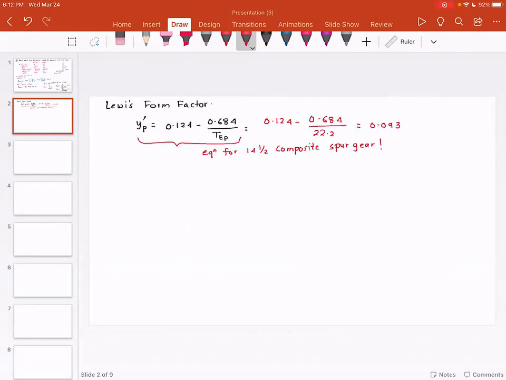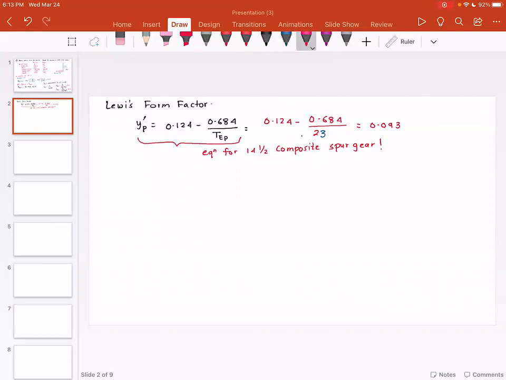But it doesn't matter, you can round it off. Your answer is not going to change significantly. So if you were to say 23, your answer is still going to be the same. It won't change the answer.